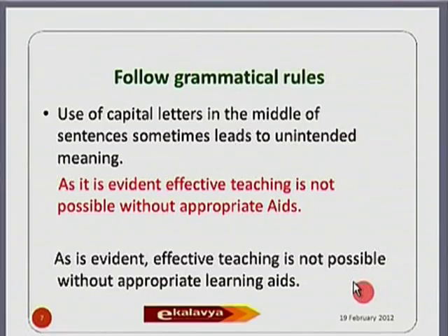As it says in this example, it has given some very unintended meaning. I have tried to make a correction here. Instead of saying "As it is evident, effective teaching is not possible without appropriate aids." As you must have realized, this was a paper on teaching aids. I have tried to make a correction here, and the use of a comma here divides the sentence and focuses on the main purpose of the sentence.